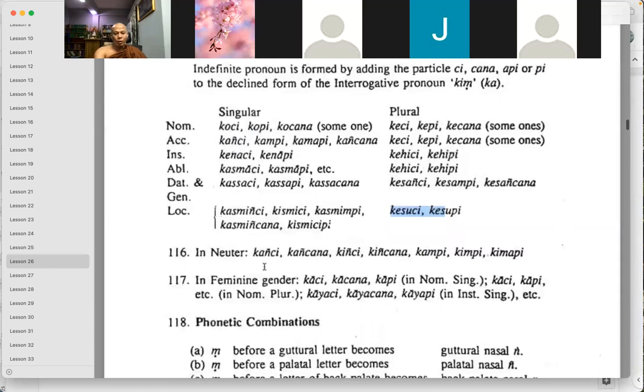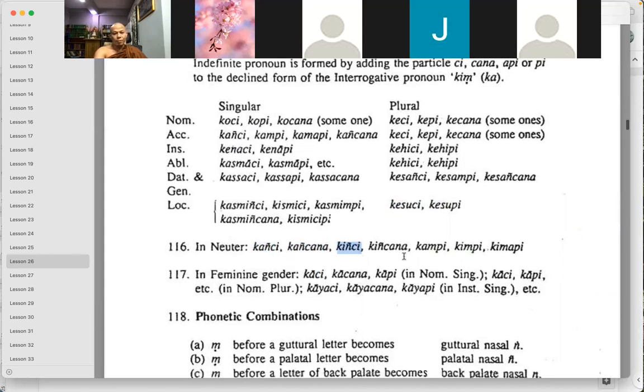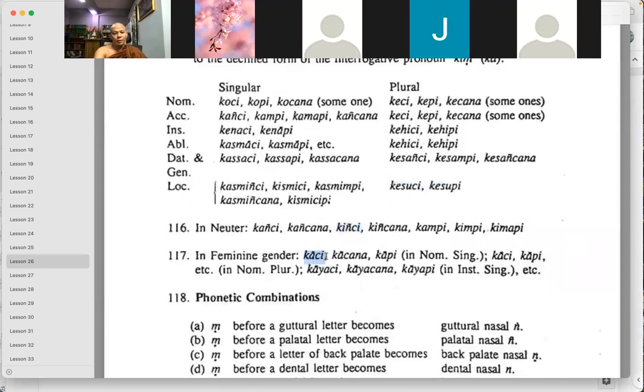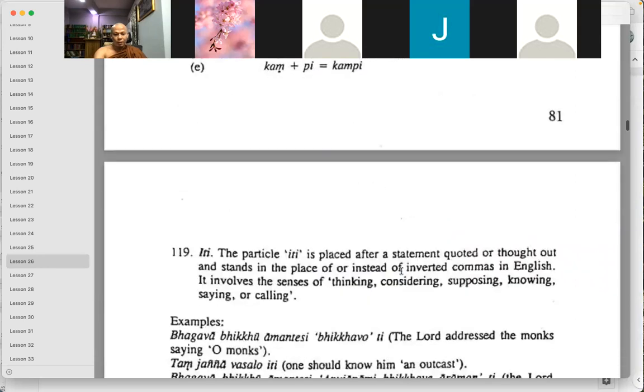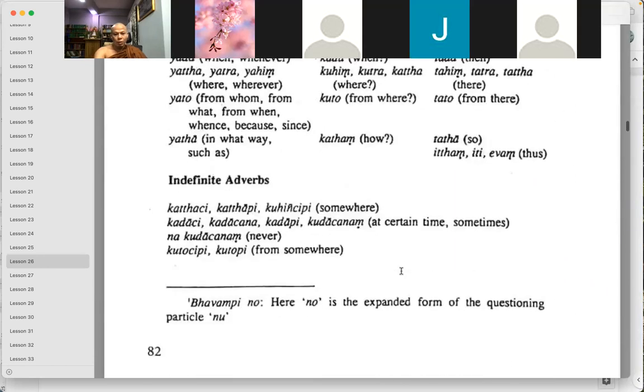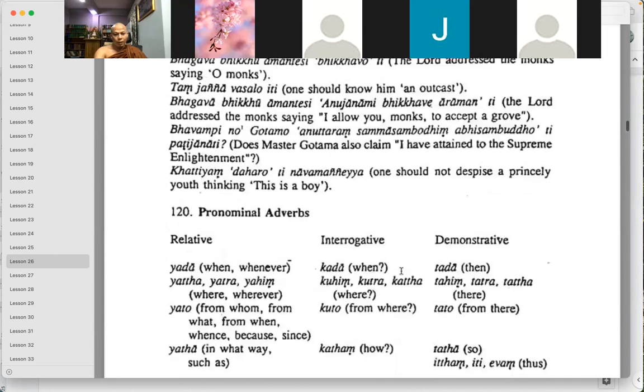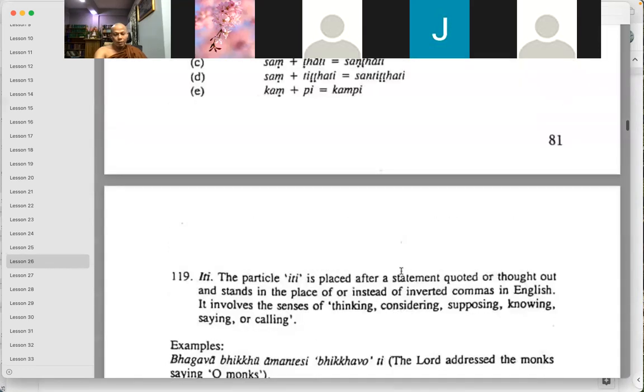The same way for the neuter also: to kam, ci is added, and to kim, ci is added, and cana is added in this way. For the feminine gender also, to ka, ci is added: kaci, kacana, kapi. And for the plural also the same, here kayo ci, kayo cana, and so on. Okay, later one for the next.